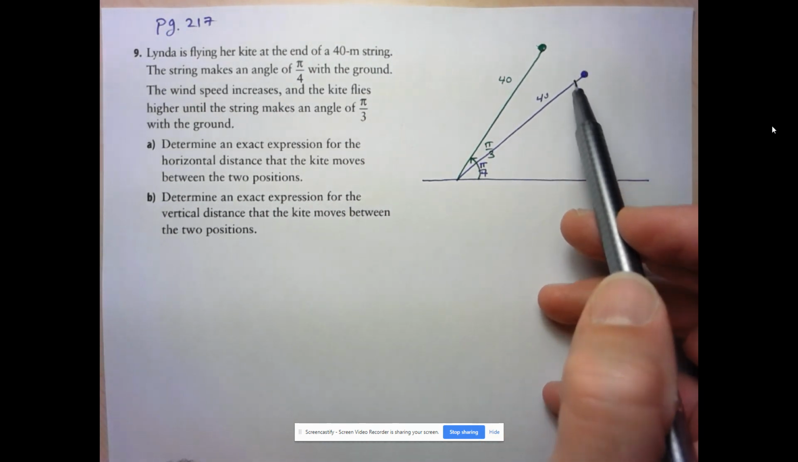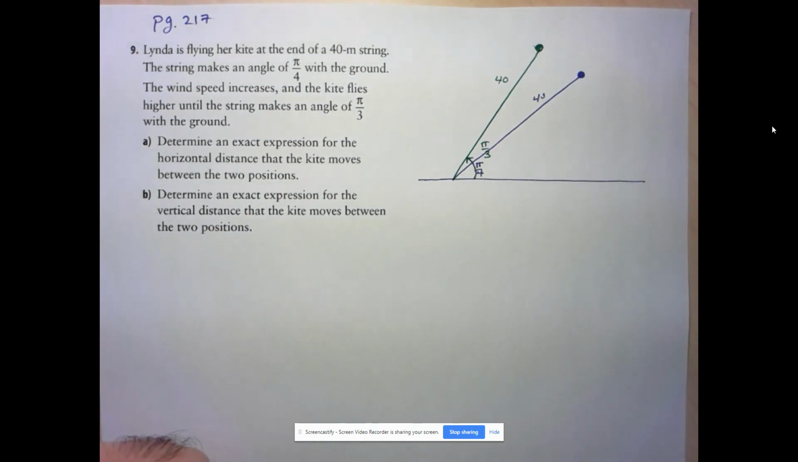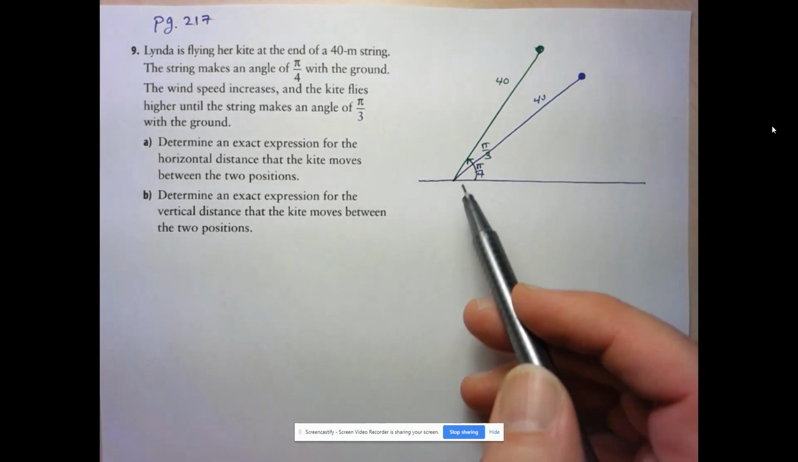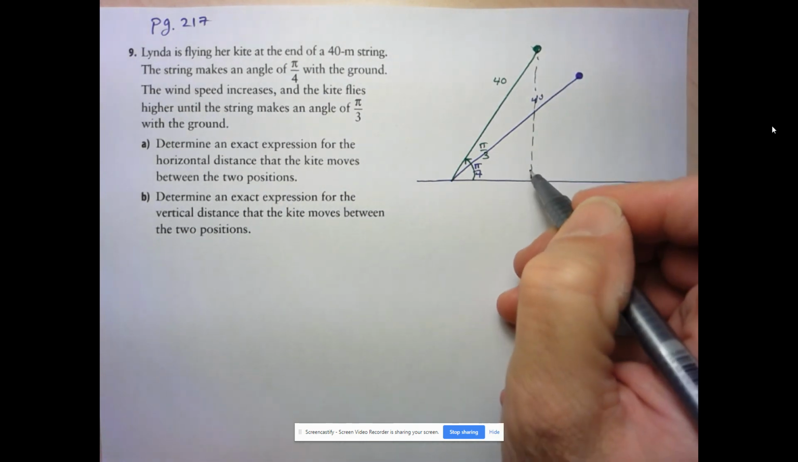Okay, so we want to determine the change in the horizontal position and then the change in the vertical position. So we start to realize here that we can solve this just like a regular trigonometry problem back from grade 10. The only difference is we're working with angles given in radians. Okay, so what we can do is break this down into a right angle triangle.